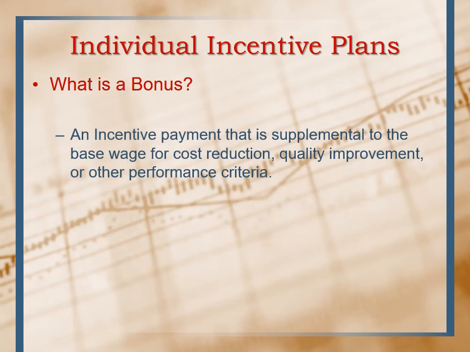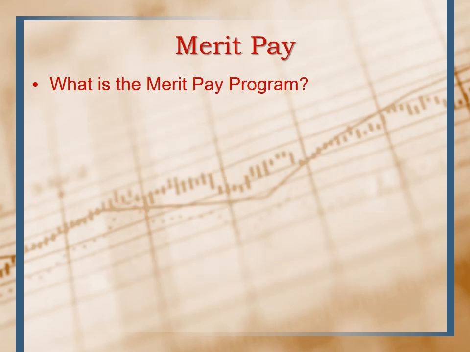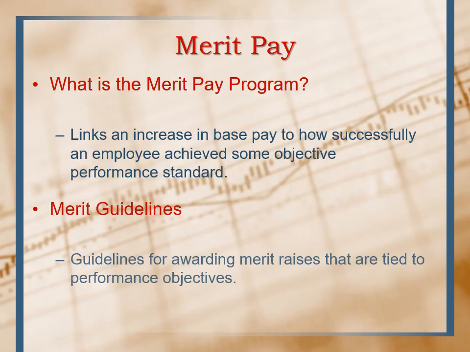A bonus is an incentive payment that is supplemental to the base wage for cost reduction, quality improvement, or other merit performance criteria. A spot bonus is an unplanned bonus given for employee effort unrelated to an established performance measure. The merit pay program links an increase in base pay to how successfully an employee achieves some objective performance standard. The merit guidelines are guidelines for awarding merit raises that are tied to performance objectives.